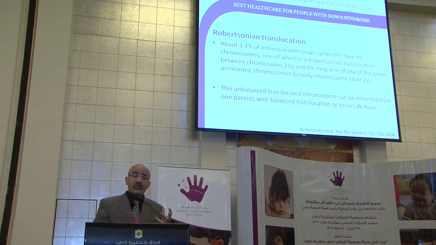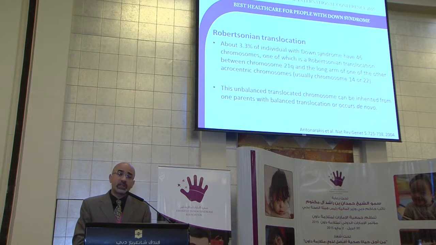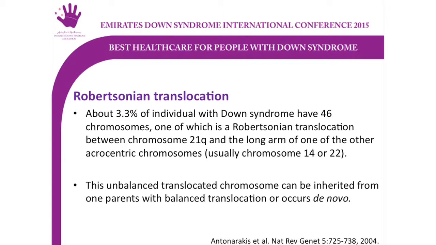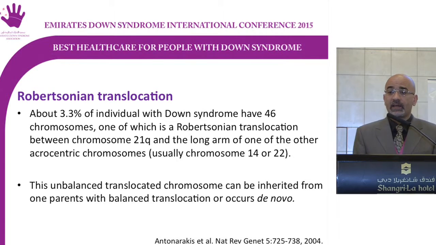Now, around 3% of children with Down syndrome, if you do chromosomal analysis and count the chromosomes, have a normal number of chromosomes. They have 46 chromosomes. However, they still have 3 copies of chromosome 21. The third copy is attached to another chromosome. If you remember, we said we have some chromosomes we call acrocentric, where they only have the long arm. Chromosome 21 is acrocentric, so it can be attached to another acrocentric chromosome. Chromosome 14 or 22 may be the most common, but it can be attached to any other acrocentric chromosome.